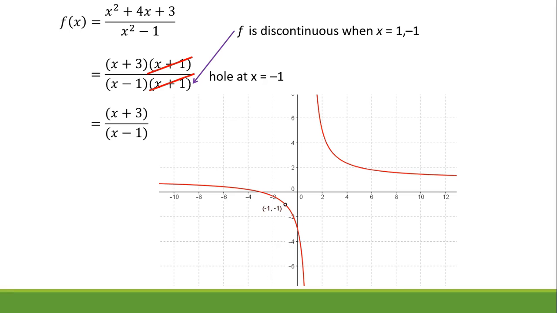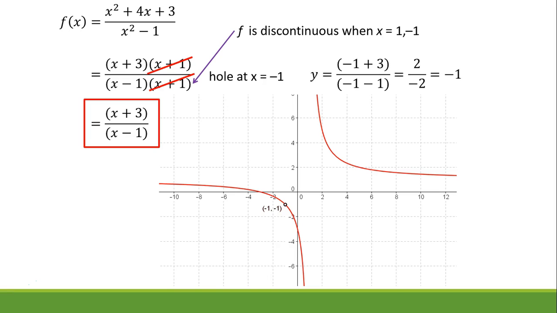And all we know at this point is that the x-coordinate of that hole is -1. To get the y-coordinate of that hole, we'll have to look at the simplified form of our function and substitute -1 in for x to get a corresponding y-coordinate for this hole. And as you can see, the y-coordinate is -1, which gives us our hole at -1, -1.